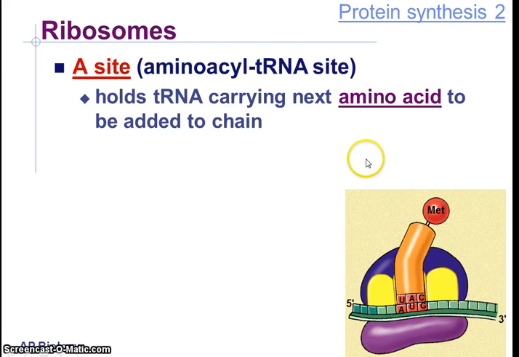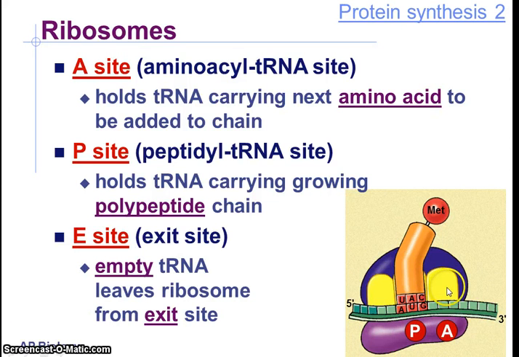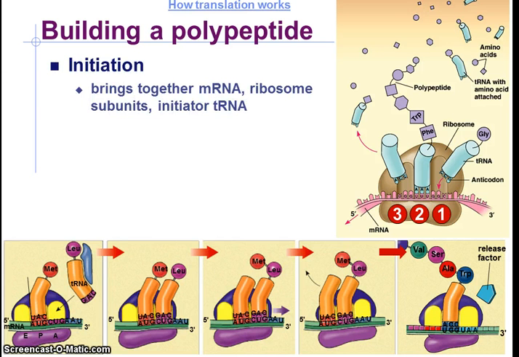You have the A site, the aminoacyl tRNA site, which holds the tRNA carrying the next amino acid to be added to the chain. We have the P site, the peptidyl tRNA site, which holds the tRNA carrying the growing polypeptide chain. And we have the E, the exit site, which is empty, and that's how the tRNA leaves. You can see the first part is initiation, which brings together the mRNA, ribosome subunits, and initiator.